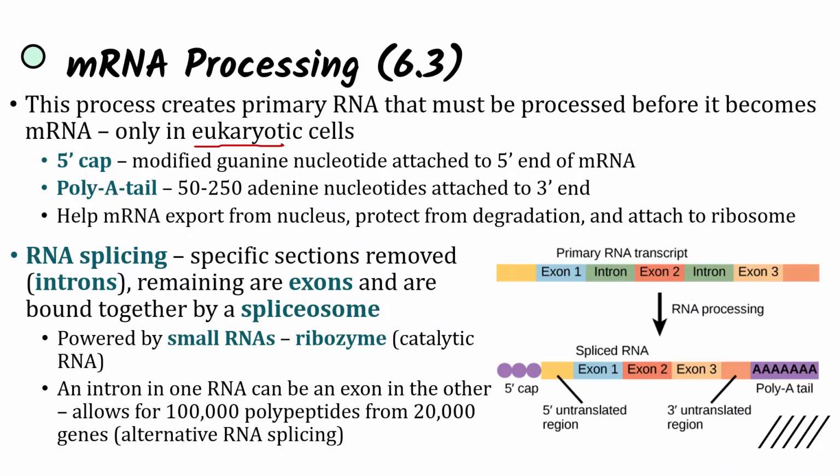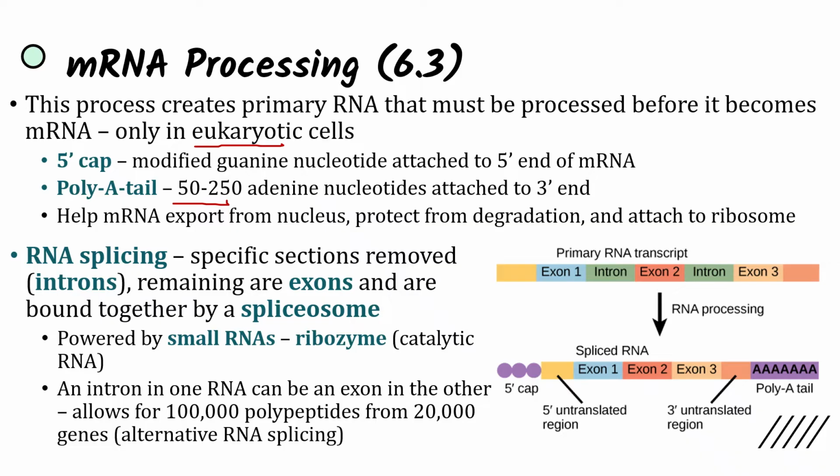So there's going to be a 5' cap added, a modified guanine nucleotide attached to the 5' end of the mRNA, and a poly A tail, which is a bunch of adenine nucleotides attached to the 3' end of the RNA. These are going to help mRNA export from the nucleus because it needs to get to the ribosome, and protect it from degradation. That's specifically what the poly A tail is for, because by having these extra nucleotides, if some get cut off, and we'll talk about that later, then the coding region of the RNA can still be safe. And lastly, they'll help attach to the ribosome.